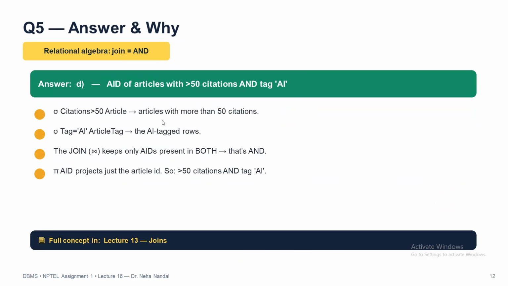It cannot be articles with more than 50 citations, as it is not talking about the AI ones. Here it is talking about OR ones, the second one and the third one. The join keeps only AIDs present in both, and that is the AND operation. So I hope you got this answer.